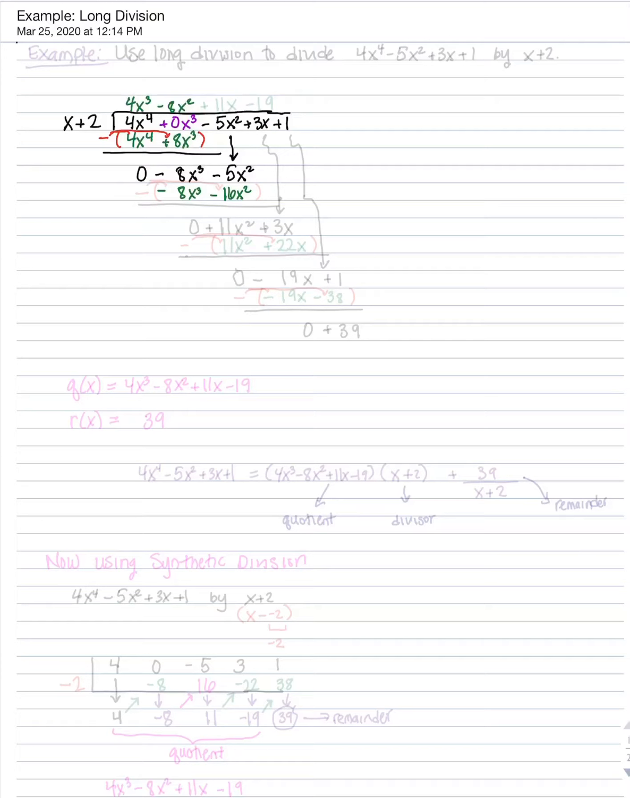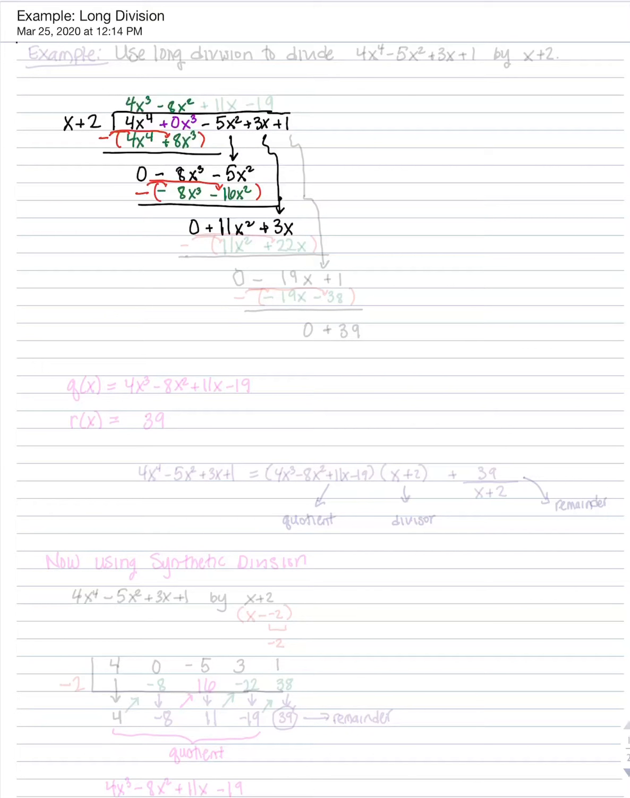Now we're going to go ahead and subtract that. Distribute that minus sign to both parts. So negative 8x cubed plus a positive 8x cubed is 0. Negative 5x squared plus a positive 16x squared is 11x squared. And now we bring down our 3x, so plus 3x.